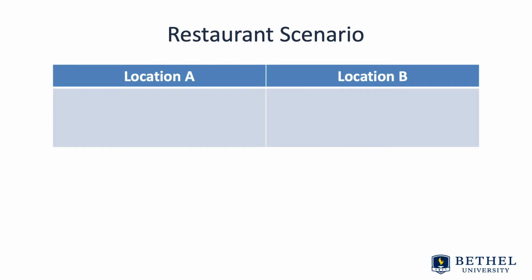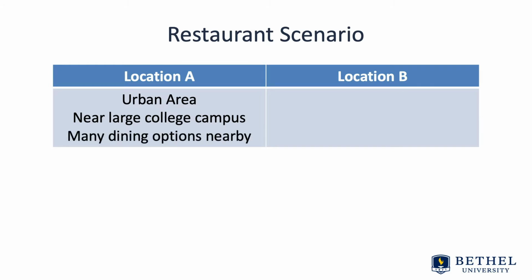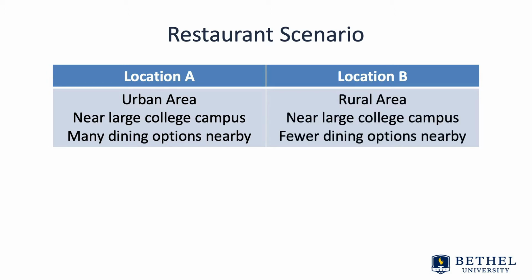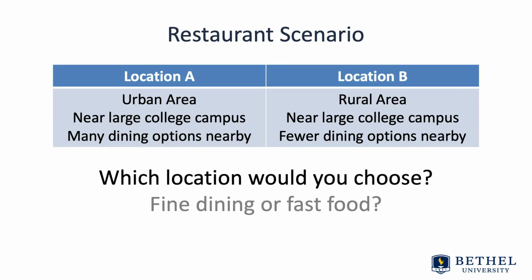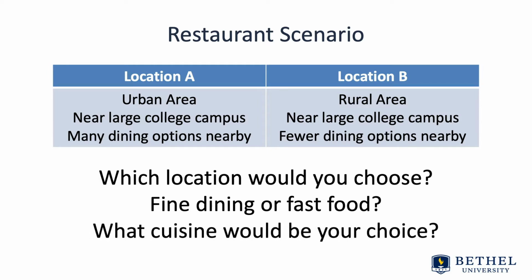I want you to make some choices. Consider the following scenario in which you have access to plenty of capital to open your own restaurant in one of two available locations. Location A is in an urban area near a large college campus with many dining options nearby. Location B is in a rural area near a large college campus with relatively fewer dining options nearby. Which location would you choose? Also, would it be fine dining or fast food? What cuisine would be your choice? Pause now and choose, then continue.